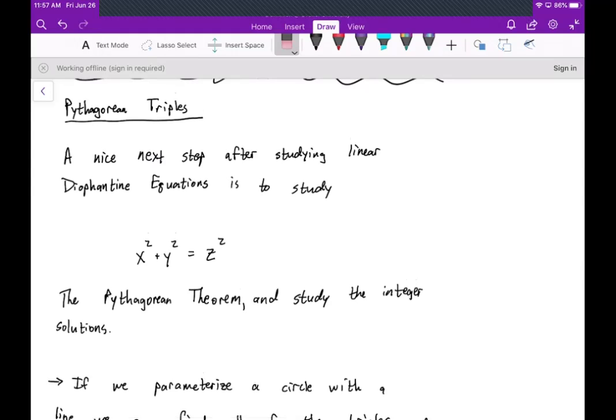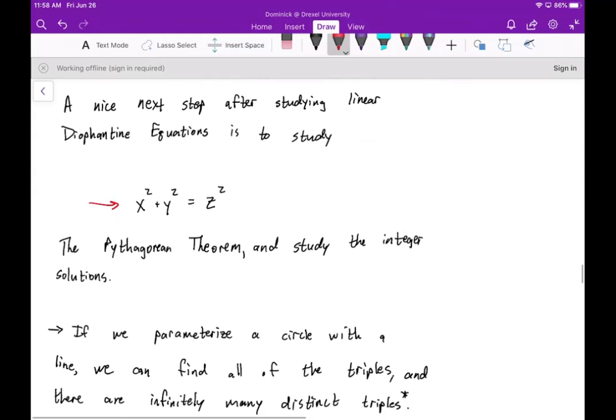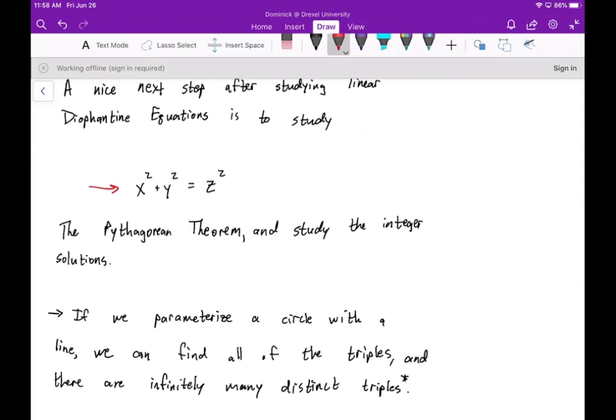Now, the Pythagorean triples are a nice next step after we study linear Diophantine equations, because now we're studying a nonlinear setting here, but it's something that we're already familiar with, right? So if we look at the Pythagorean theorem and we study the integer solutions, there's a lot of solutions that you're already familiar with at this point. Now we're going to talk about how we can find all of the Pythagorean triples, which is a pretty cool idea.